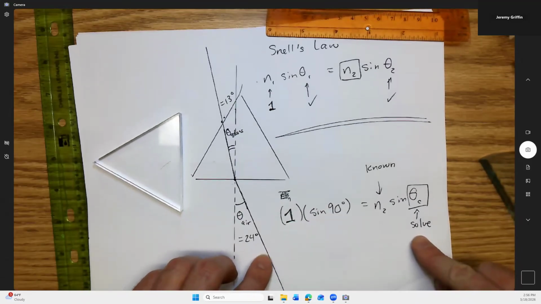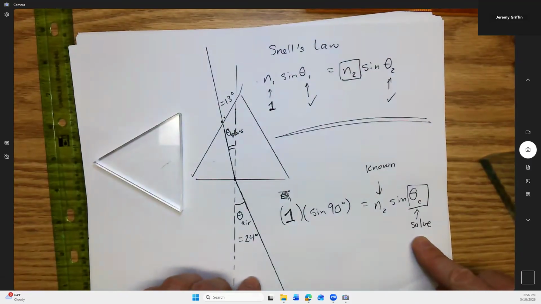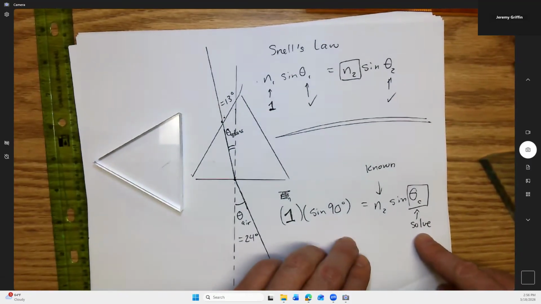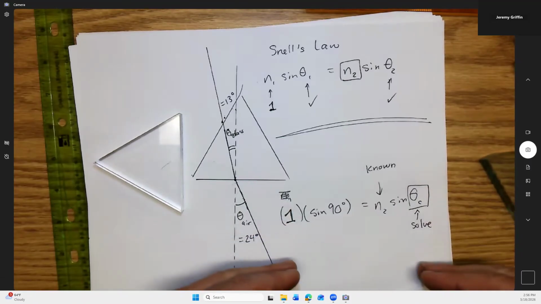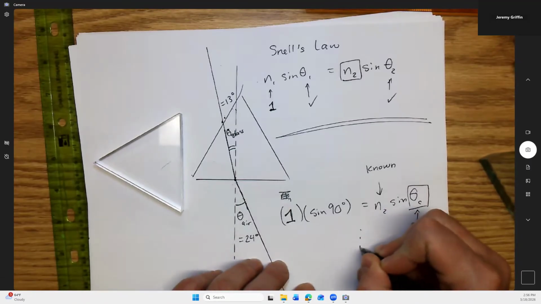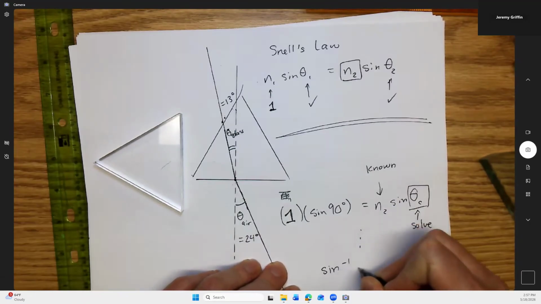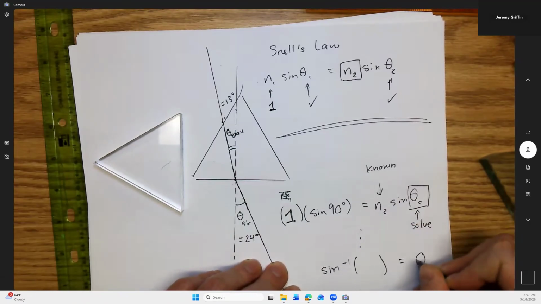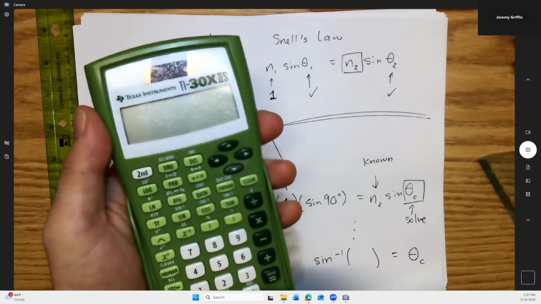Mathematically, you need to do something tricky that we don't do too often here, probably the last algebra step you need if you want to solve this algebraically. How do you extract an angle out of a sine? Inverse sine. So I'm going to put dot, dot, dot, because I'm skipping some algebra steps, but the last algebra step is inverse sine of something, and that will tell you the critical angle. So you can solve for it mathematically. Do you remember how to find inverse sine using the calculator?